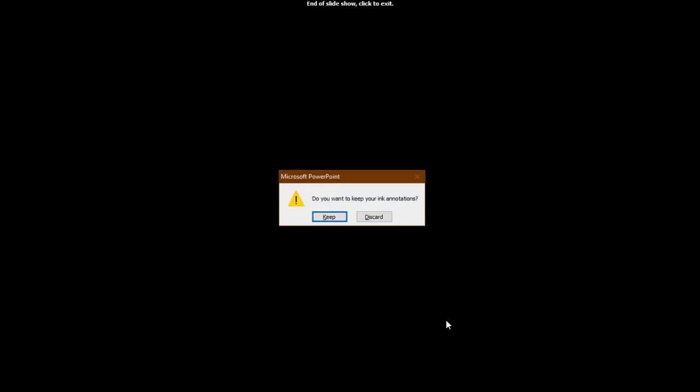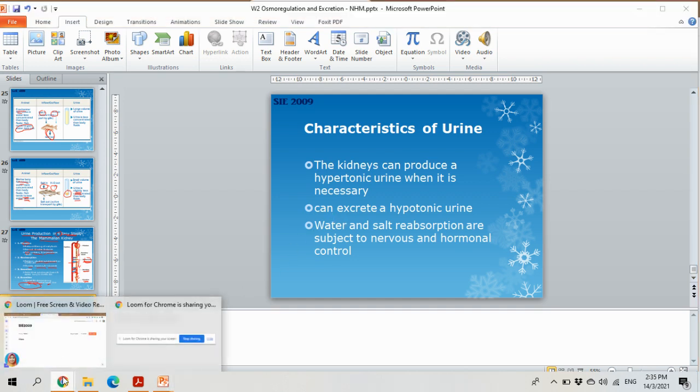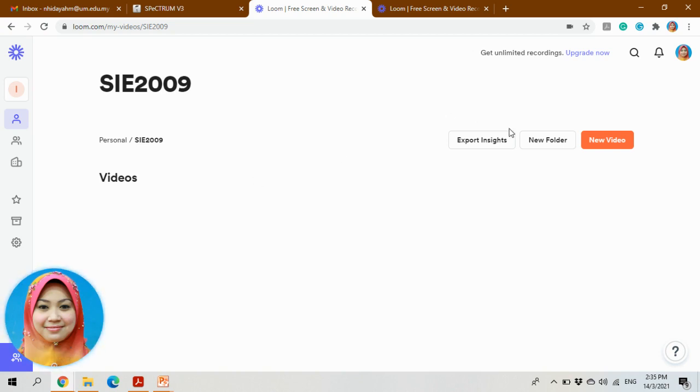Alright. So that's all for today's topic. We have covered the two processes of homeostasis, which are osmoregulation and excretion. So I think that's all for our topic for today.